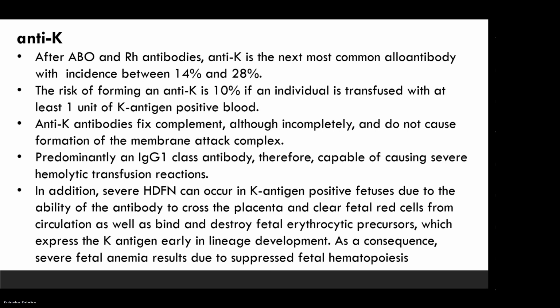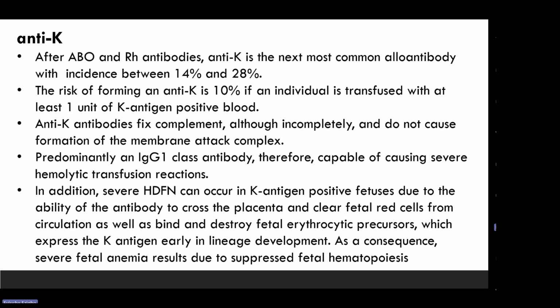The anti-K, the antibody. After ABO and Rhesus antibodies, the anti-K of the Kell system is the most common alloantibody with incidence between 14 to 28%. The risk of forming an anti-K is 10% if an individual is transfused with at least 1 unit of K positive blood. They fix complement, although they do that incompletely. They do not cause formation of the membrane attack complex. In as much as they fix complement, they do not attack the membrane complex. That is good. Predominantly, they are IgG class antibodies, therefore capable of causing severe hemolytic transfusion reaction.